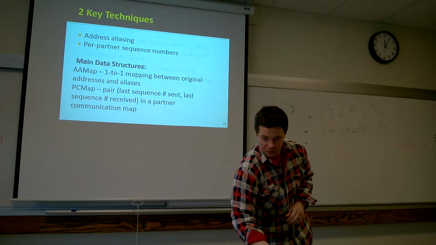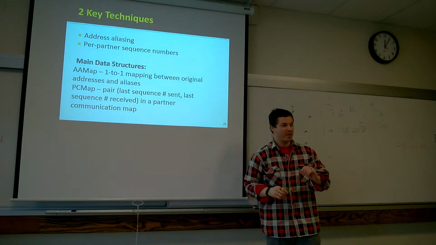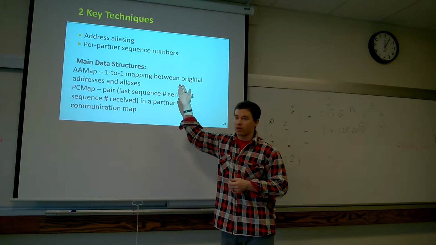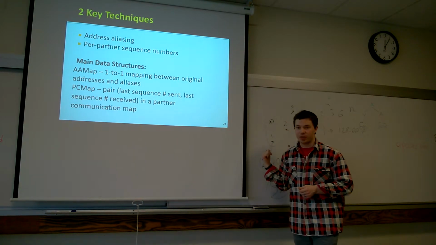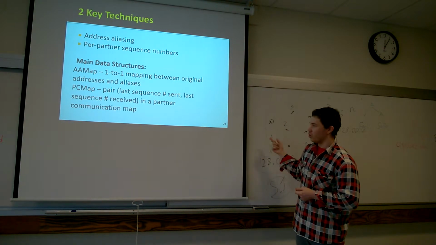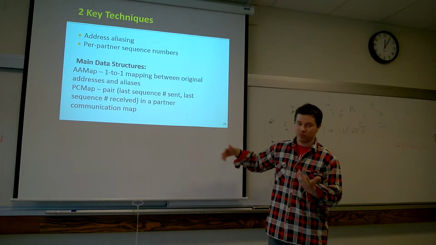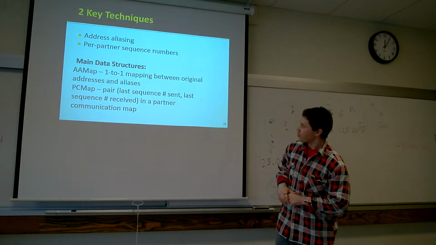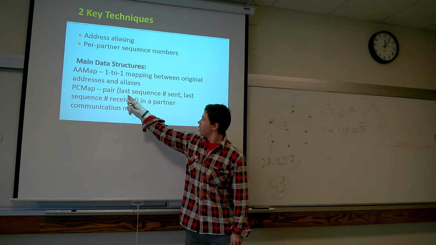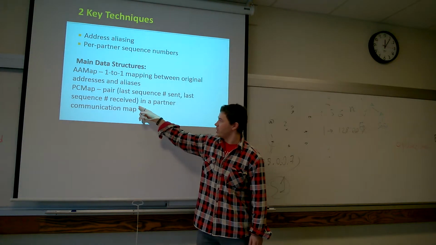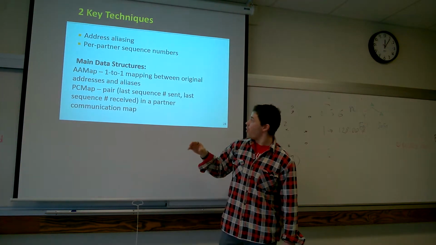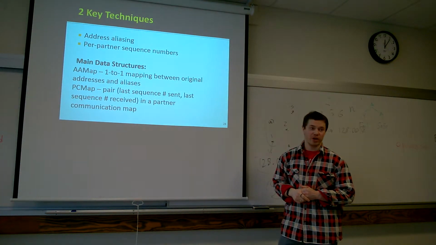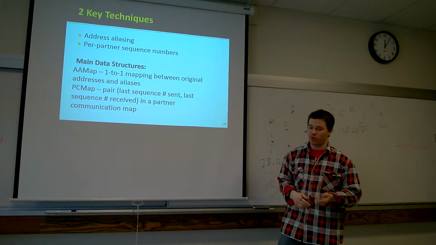Design advantages. Now, two key techniques that the authors used in their system are address aliasing, just discussed before, where you have some table and use the shorter names, and then you have a sequence number. So we keep the last sequence number sent and the last sequence number received with a particular partner. A partner is a node with whom we talk.